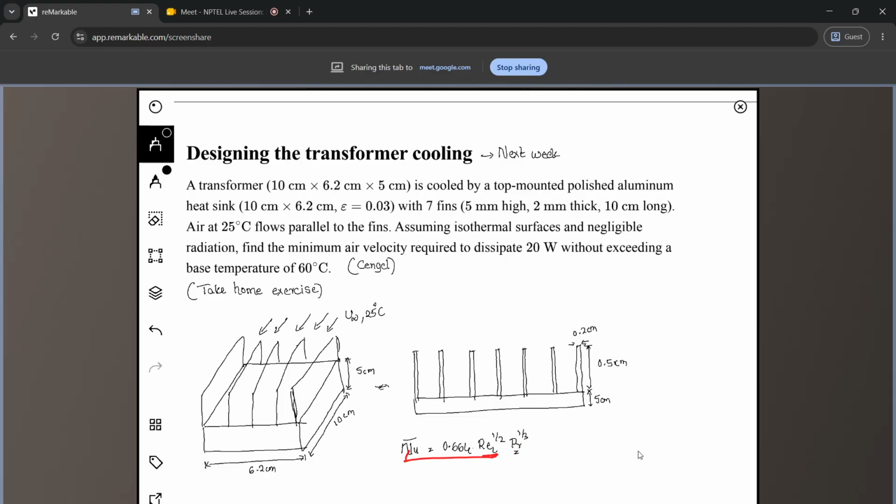So you know the heat is 20 watt, you know the length of it, so you first have to calculate the required Nusselt number. From that you calculate the required Reynolds number. Once you calculate the required Reynolds number, from there you can calculate U infinity.